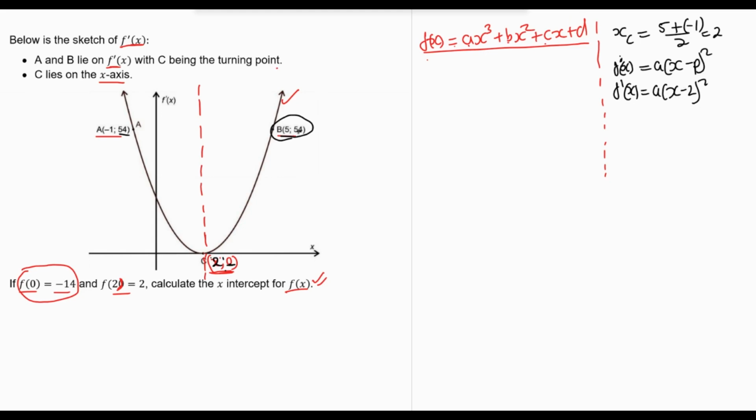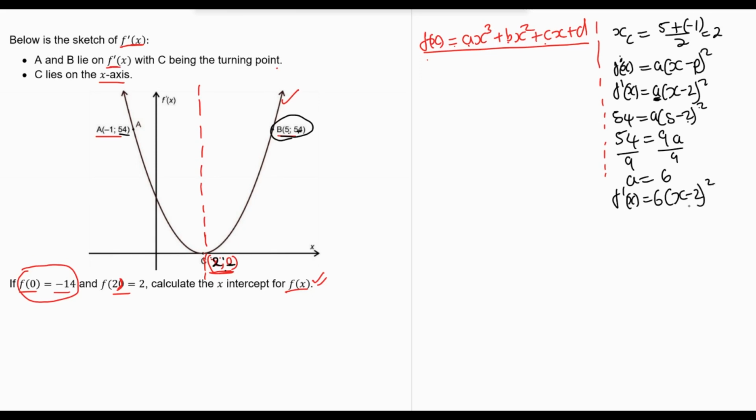Now we can substitute one of the points. Let's substitute this point, 54 where there's y, and 5 where there's x. So 54 is equal to a, and then 5 minus 2 squared, and then 54 is equal to 9a, because 5 minus 2 is 3, 3 squared is 9. Let's divide by 9 on both sides of the equation. So a is equal to 6. From that we can find the equation. Where there's a, we put 6. So f prime x is equal to 6, and then x minus 2 squared.